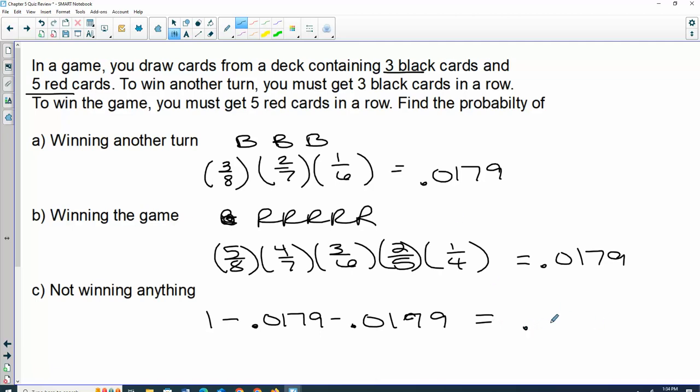It's weird that it's just as likely to get the 5 in a row as the 3. It is, because you think 3 in a row would be easier to get than 5 in a row. Right. There's fewer black cards in there, and more red cards. So it's just kind of a fluke in this one. It wouldn't always be the case. It would depend on your number of cards. Any questions on that one? Okay.